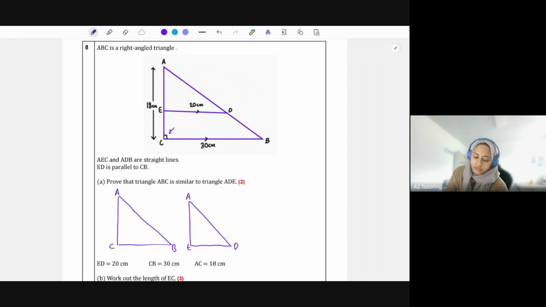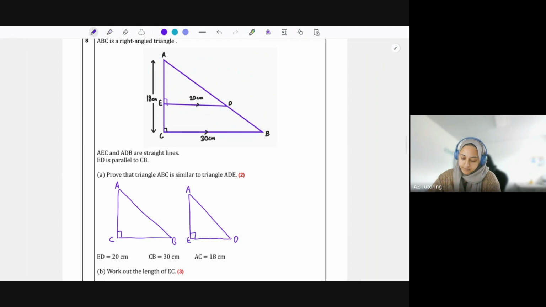Well, we know on the big one, this is a right angle. And because lines ED and CB are parallel with each other, we can also assume this is a right angle here. So that's a right angle there. And both triangles are sharing this angle up here. So angle A is exactly the same on both of them because both triangles share it. You should really be writing some words with this as well. So I'm just saying it so I don't have to write it down.